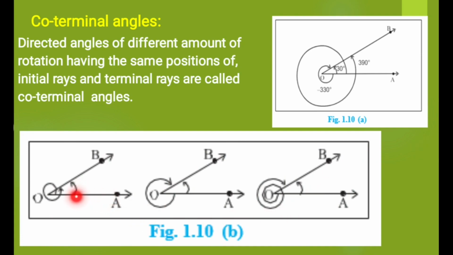These are also some figures. So we measure from OA to OB anti-clockwise. When we measure here anti-clockwise, here also clockwise, anti-clockwise, clockwise. Here we complete one rotation and also measure. So these are the coterminal angles.